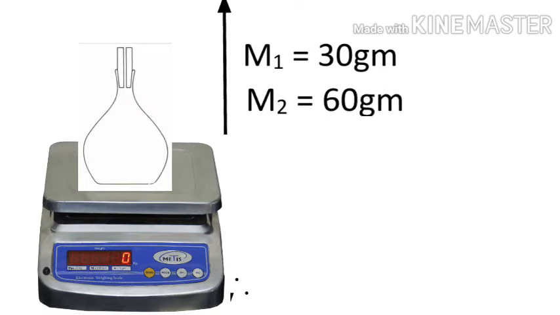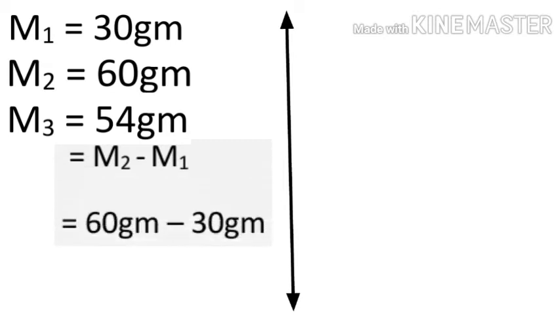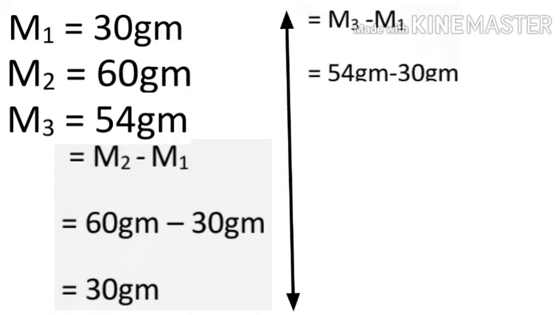Empty the bottle and dry it again. Now fill the bottle with the given liquid. Replace the stopper, wipe the outside of the bottle dry, and measure its mass again. Let the mass be M3 gram and it is equal to 54 gram. Now calculate the mass of water, that is M2 minus M1, which is 60 gram minus 30 gram, equal to 30 gram. And the mass of the liquid is M3 minus M1, which is 54 gram minus 30 gram, equal to 24 gram.